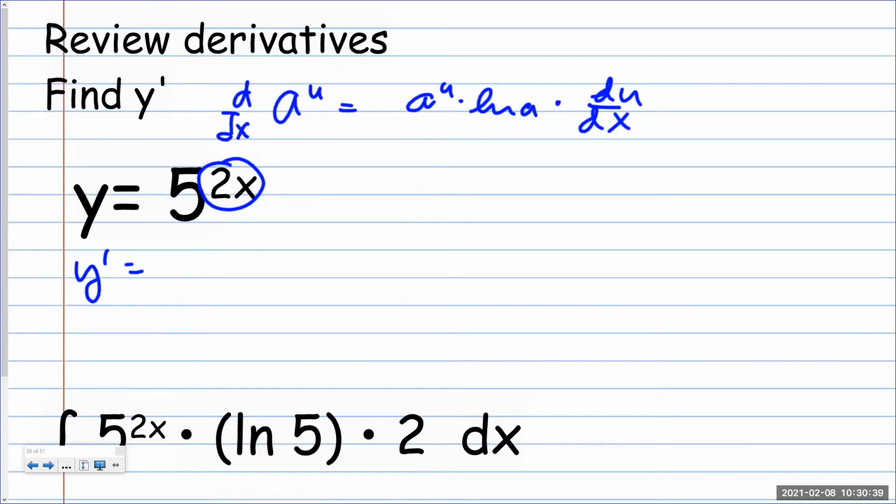Okay, first, it's ln of a. So do you see you copy it? Then you multiply, I'm sorry, did I say ln of a? Yep. Sorry. First, it's just 5 raised to the 2x. You copy the a to the u. Then you multiply by ln of a. Now this is my a right here, so this would be ln of 5, okay? Then you multiply by the derivative of your exponent.